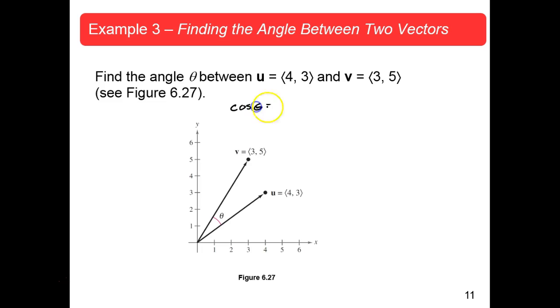Cosine of that angle theta is the dot product of U and V divided by the magnitude of U times the magnitude of V.